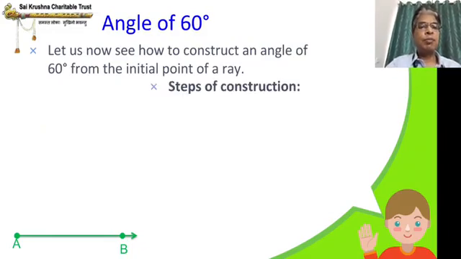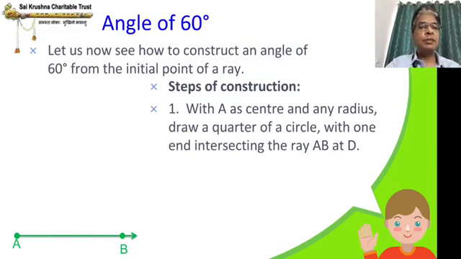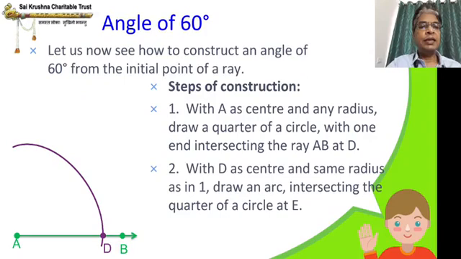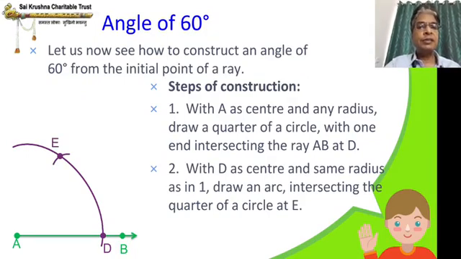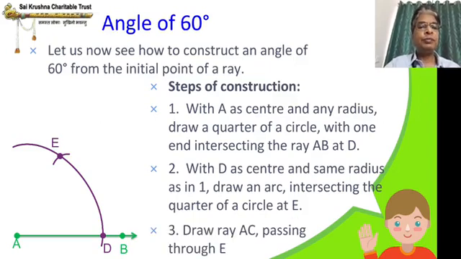So from point A, we have to draw. Steps: with A as center, any radius, draw a quarter of a circle with one end intersecting the ray AB at D. With D as center and the same radius as in step 1, draw an arc intersecting the quarter of a circle at E. So AD equals DE. So automatically AE also will be equal. Draw a ray AC passing through E.